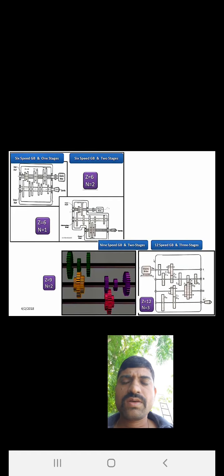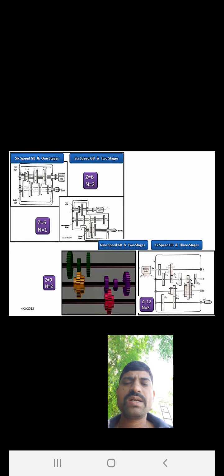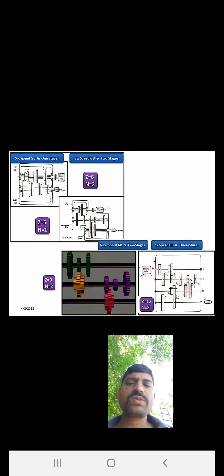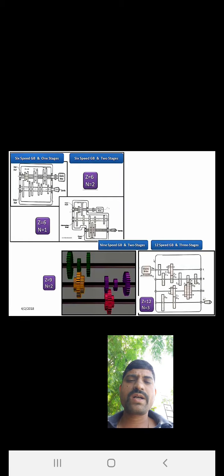Here I have shown different figures, starting with a 6-speed gearbox with 1 stage. How to identify a 6-speed gearbox? The Z value is given as 6, Z is equal to 6, and N is equal to 1. How to calculate the number of stages? If only 2 shafts are given, then there is only one transmission group, or we can say one stage of the gearbox.